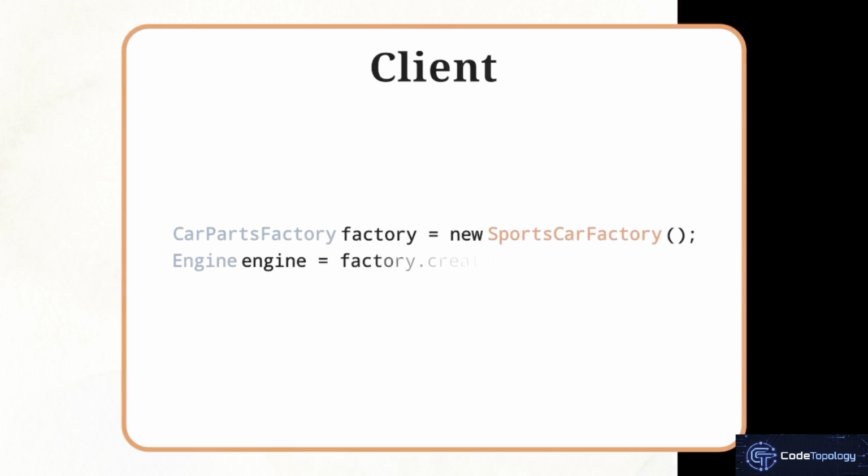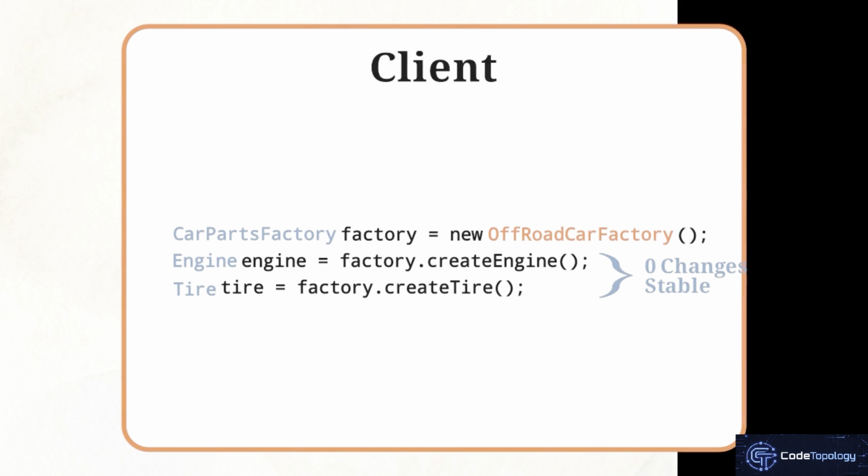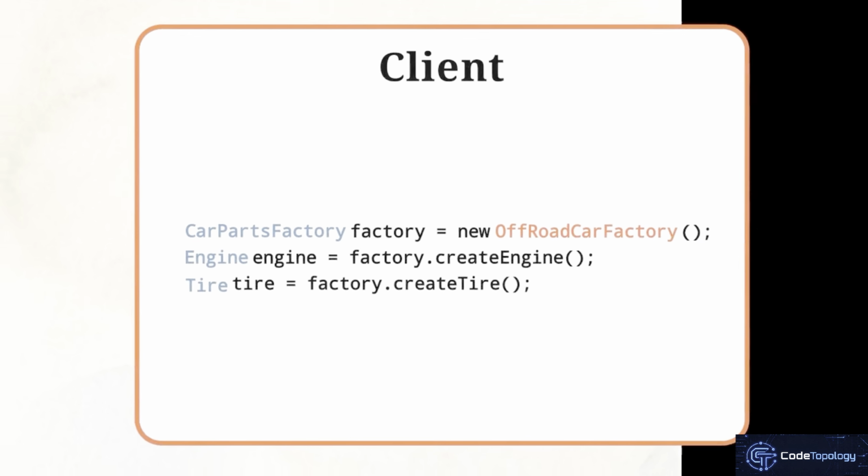Step 5. The client wiring. We instantiate our sports car factory and call its creation methods. The client code only references the engine, tire, and car parts factory interfaces. It is unaware of which concrete classes are executing at runtime. To switch families, we change one line of code to initialize an off-road car factory instead. Every subsequent line of logic remains the same.